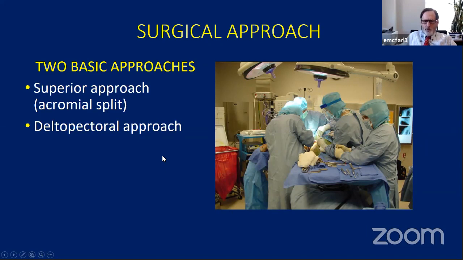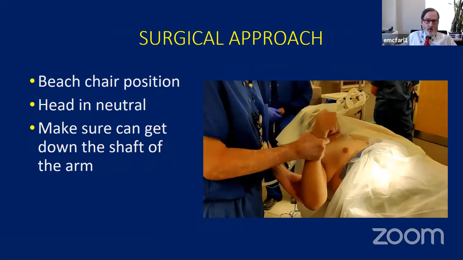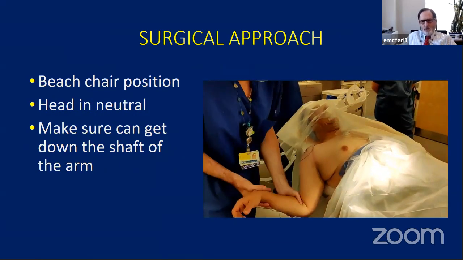And probably the approach that most people use, at least in the States, and I think most shoulder surgeons, is a deltopectoral approach. And this, of course, is the main approach to the shoulder, and it's the most extensile. The good thing about it is you can use it for everything, whether it's a primary arthroplasty, you can use it for shoulder stabilizations if you wish. And it gives you great exposure, which you really need for revision cases. It's also such that you can expand it if you need to.